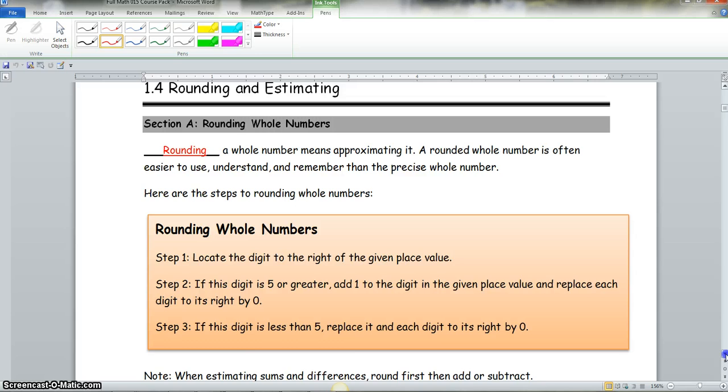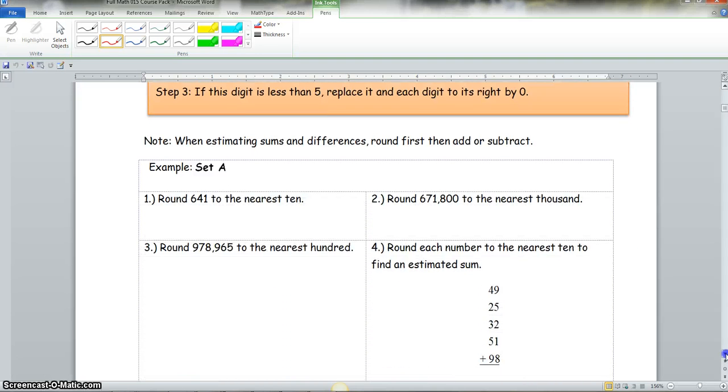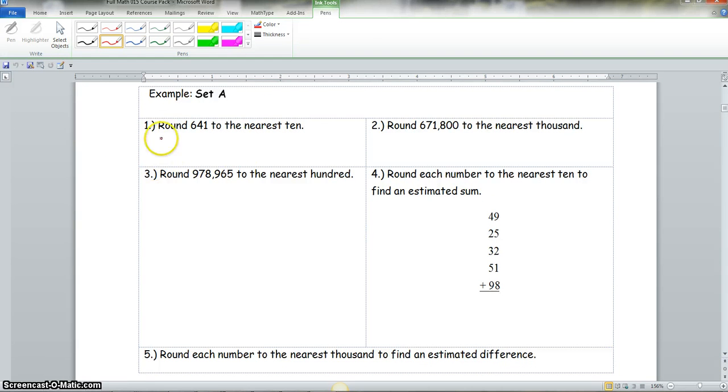Now, we scroll here and it says note, when estimating sums and differences, round first, then add or subtract. So we have round 641 to the nearest 10. So the 4 is in the tens place. We look to the right of that. This 1 is less than 5, so our answer here would be 640.